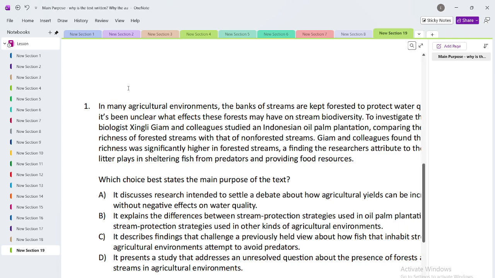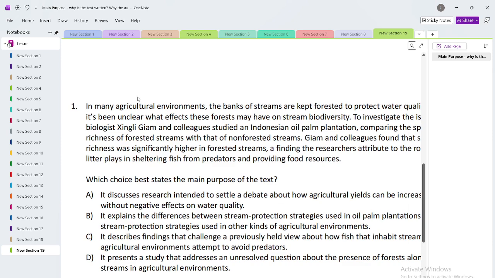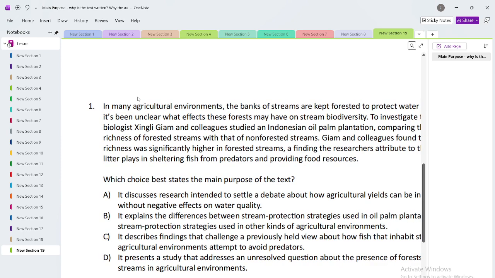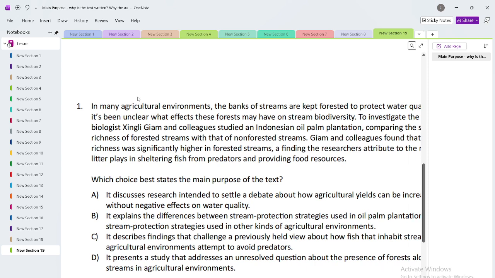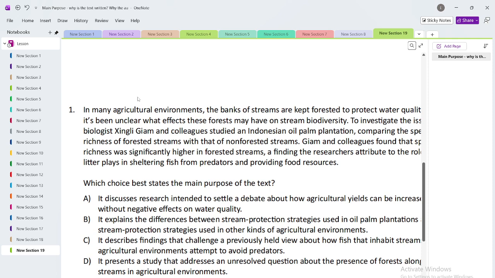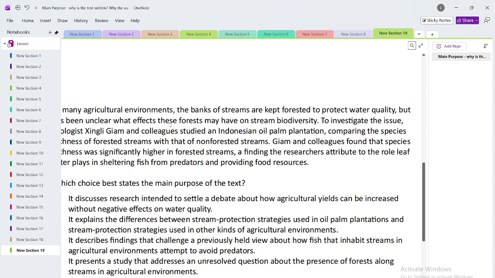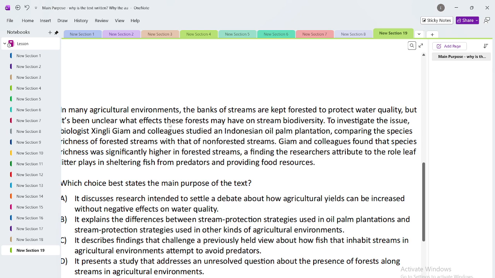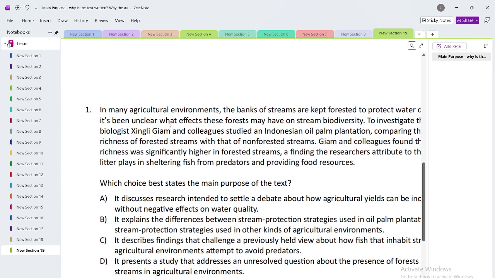So, first one. In many agricultural environments, the banks of streams are kept forested to protect water quality, but it's been unclear what effects those forests may have on stream biodiversity. All right, this is a scientific text from the first hand we can know it. So it's saying in many agricultural environments, in many agricultural places, the banks of streams are kept forested to protect water quality, but it's been unclear what effects these forests may have on stream biodiversity.